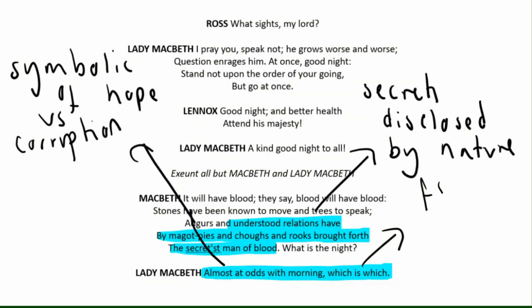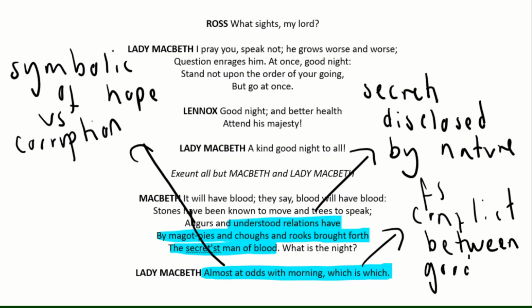And this foreshadows a conflict, which we're going to see unfold at the end of this act, between good and evil. Particularly almost at odds. If you are at odds with someone, there's a disagreement. So it foreshadows conflict between the good and the evil. Pause here.